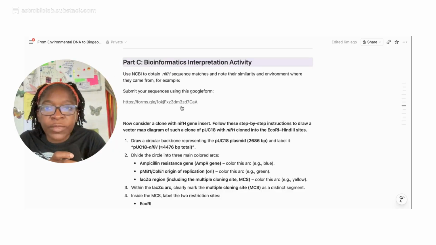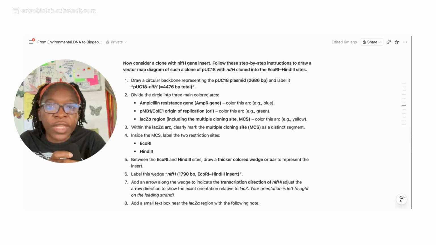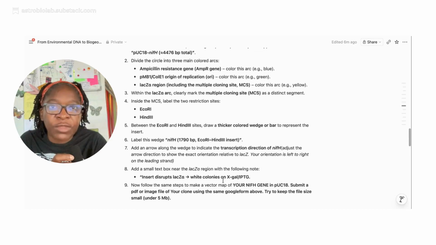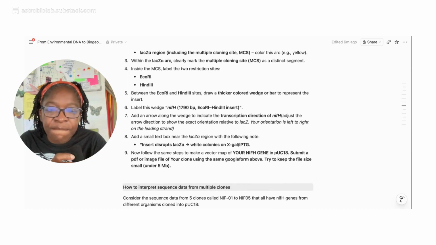So now consider a clone with the nifH gene insert. Follow these steps and draw a vector map so that you show such a clone where you have nifH cloned into pUC18 using EcoRI and HindIII sites. So I've got here 8 steps for you to follow. If you follow these step by step, you should come out with a nice vector map that shows your nifH gene annotated nicely in there.